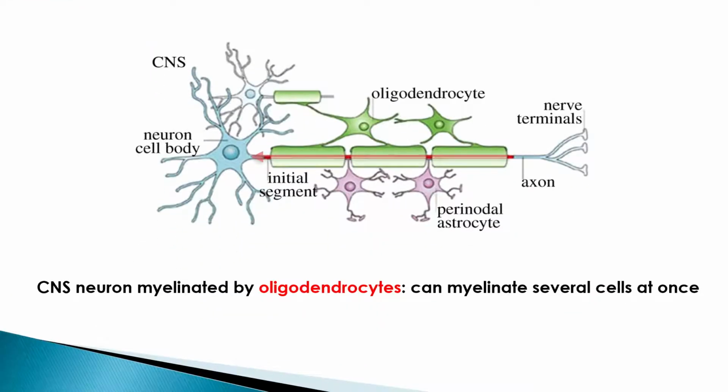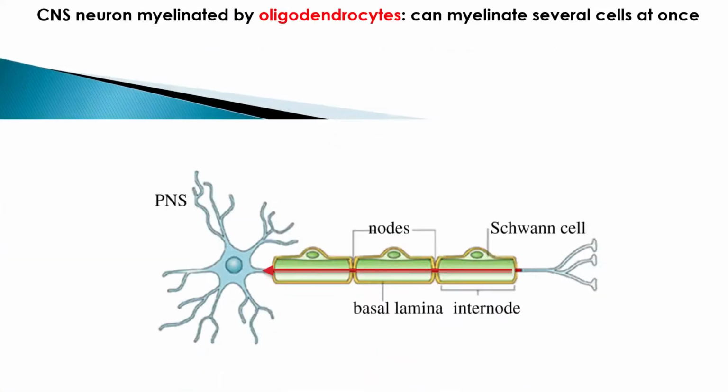A central nervous system neuron is myelinated by oligodendrocytes. These cells can myelinate several cells at once. Here you have the dendrites taking in the action potential. It's being conducted up the axon to the cell body, and the myelin is produced by oligodendrocytes in the central nervous system, which is the brain and the spinal cord.